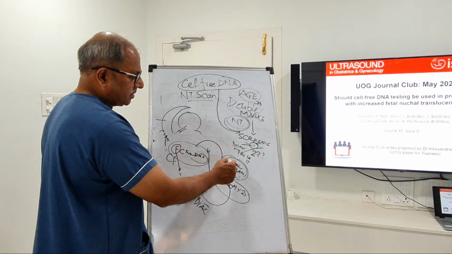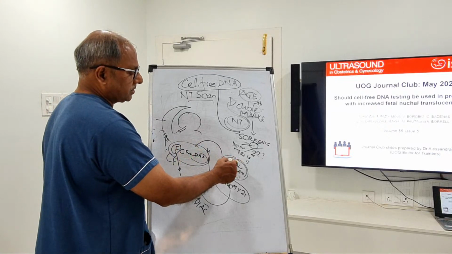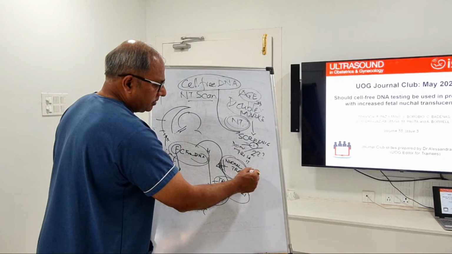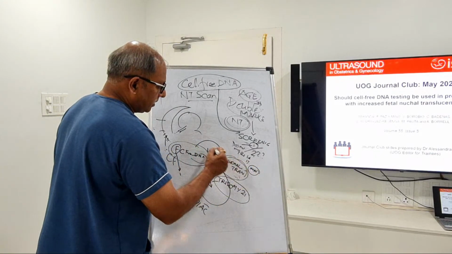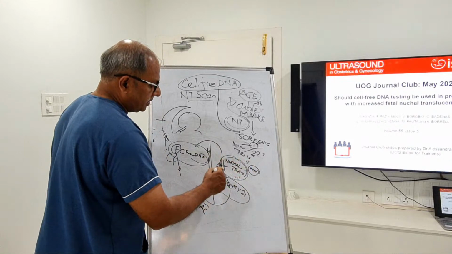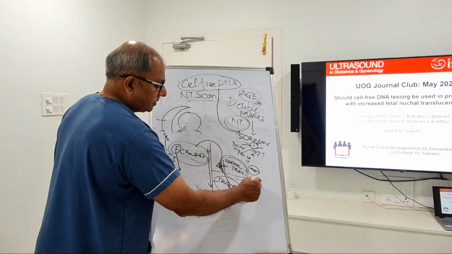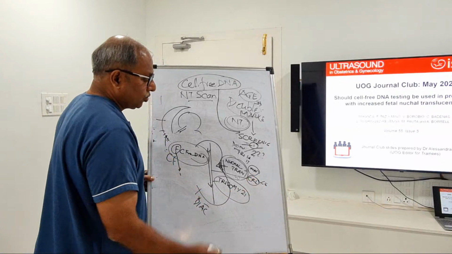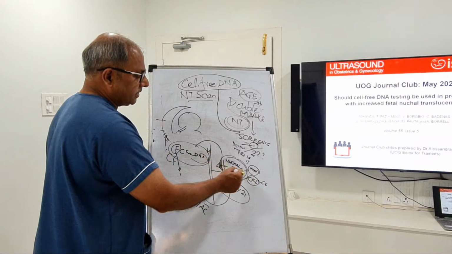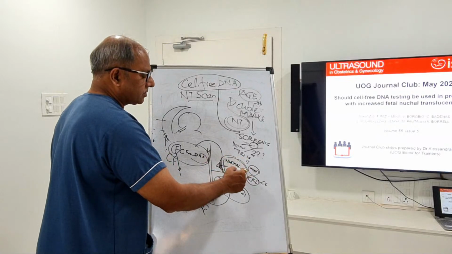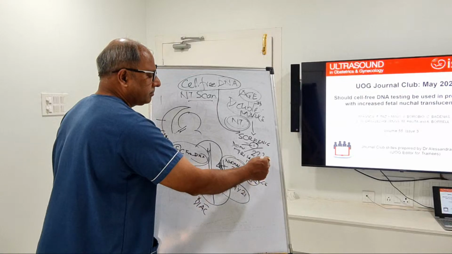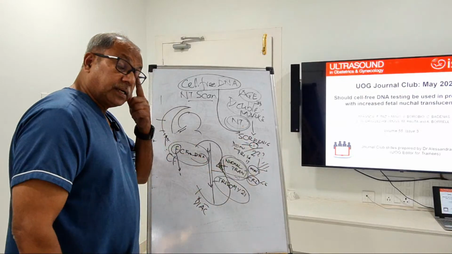Now, this nuchal translucency is measured in millimeters and it is taken along with the length of the baby, that is called CRL. This CRL is actually the gestational age by ultrasound. So with a particular gestational age, there is a nuchal translucency, and we plot a chart and call it normal or abnormal with a percentile. I am not going into that detail.